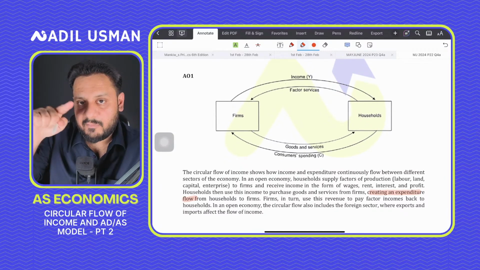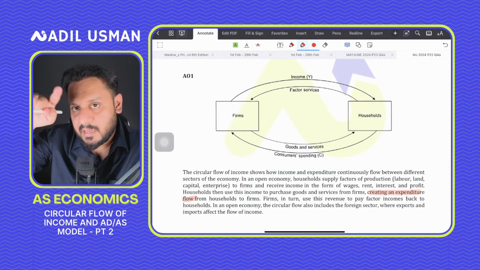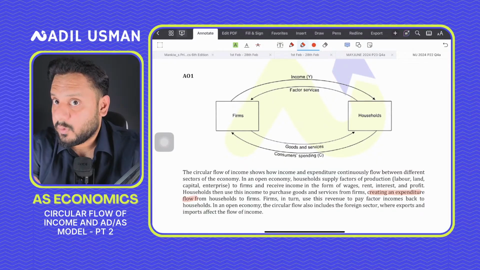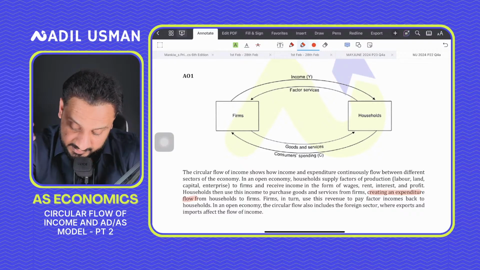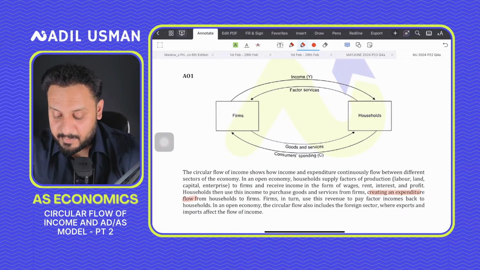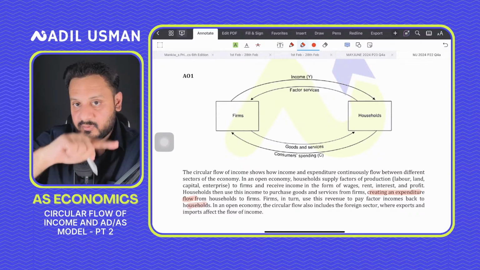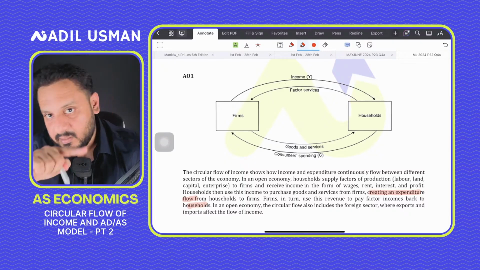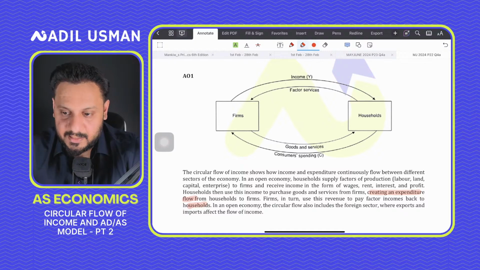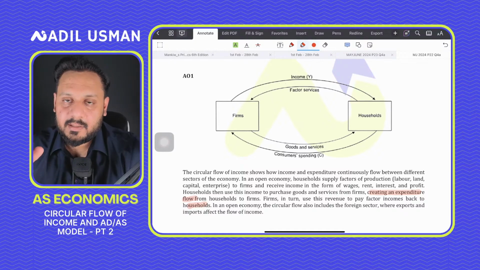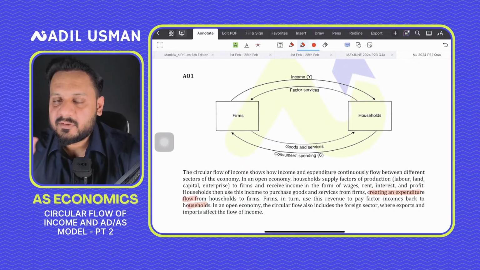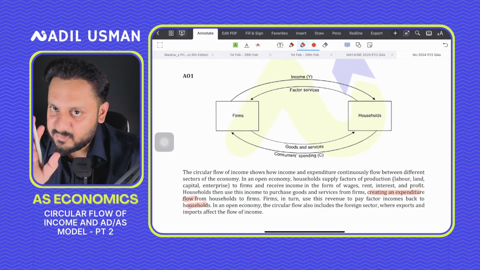So you have to use the term that when households buy goods and services from firms, that creates an expenditure flow, right? And then you tell that firms will use this revenue to pay back factor incomes to households, so the money goes back to households. This is an income flow, right? So ideally in an exam, as far as AO1 is concerned, when you're drawing a diagram, the flow of income and expenditure between households and firms is well enough credited.